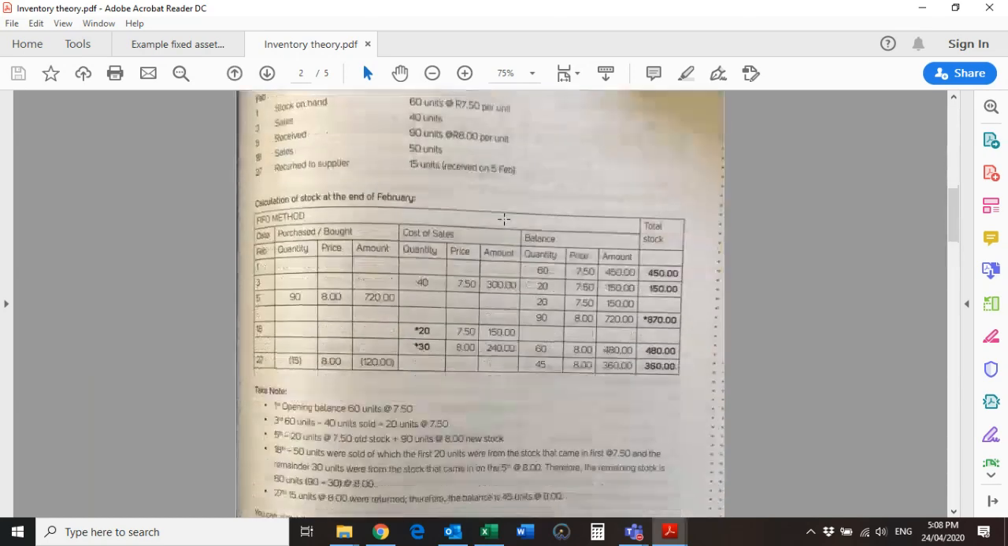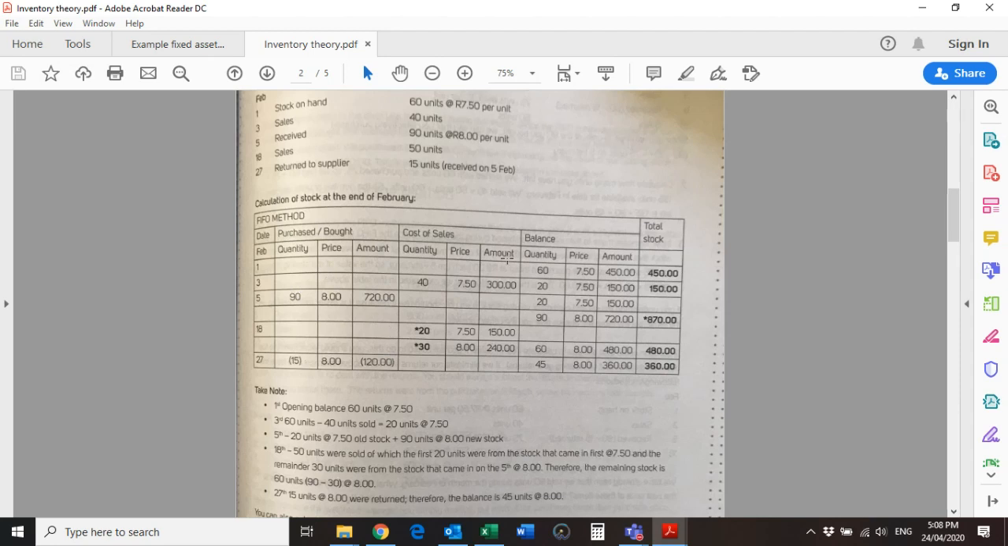Now then, we moved over yesterday to the first in first out method. I showed you how it works and what is important, so what columns are important to incorporate. We need a purchase column, a cost of sales column, and a balance column. Then we want our quantities to show, we want our price to show, and we also want our amount to show. That's important.